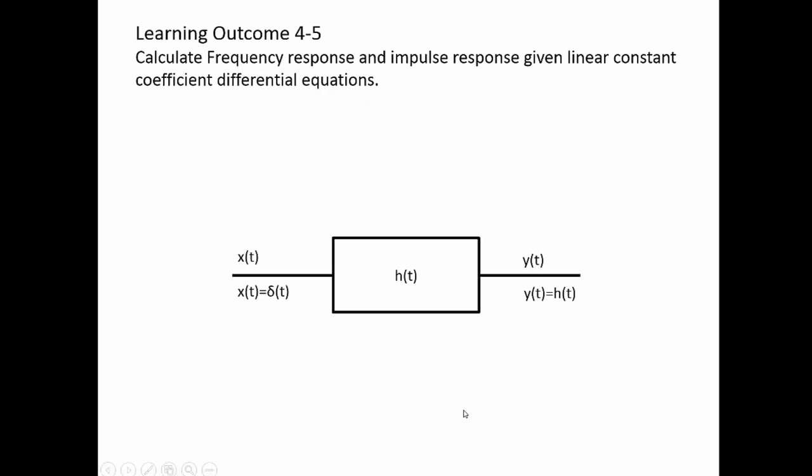When we have an LTI system, we have our input x on the left, our output y on the right, and if our input is an impulse, then our output will be the impulse response. If it is an LTI system, we also know that the output will be x of t convolved with that h of t.